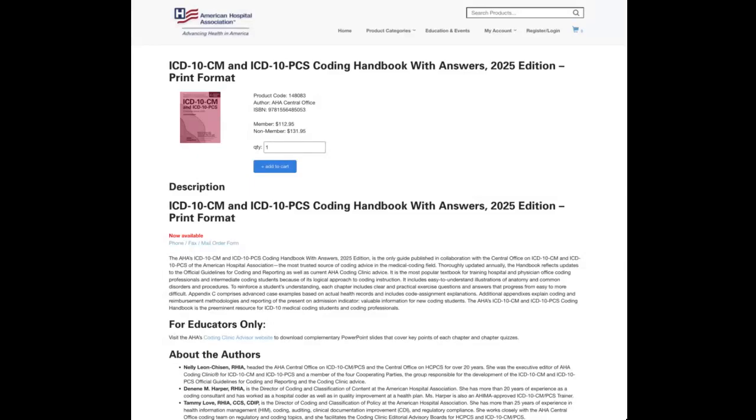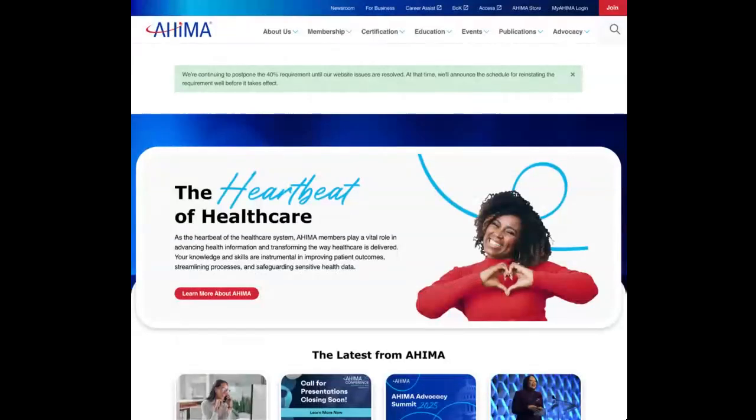So this first resource is by the American Hospital Association. It's the ICD-10-CM, ICD-10 PCS Coding Handbook. I absolutely love this book. It is written in a little bit more advanced format, but I love that book. Another book, which is on the AHIMA website. So I'm going to go there now.